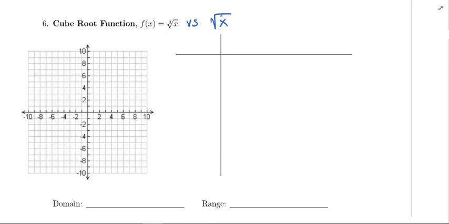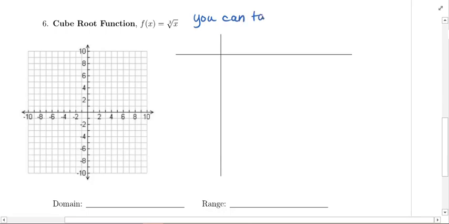When we talked about this back in section 2.1, we said one of the big differences between a cubed root and a square root is that you can have a negative number under a cubed root. You can't have a negative number under a square root. So that is a humongous difference here. I'm actually going to write that down here. You can take the cube root of a negative number. Big time difference from square root.